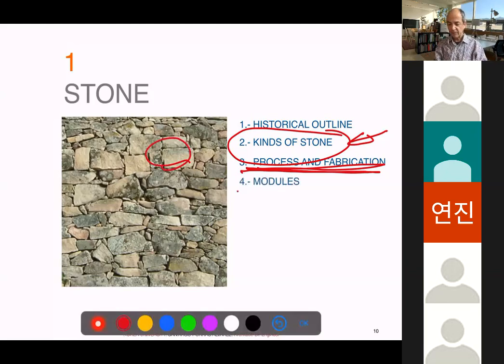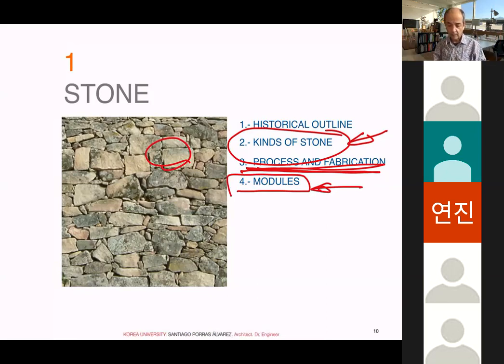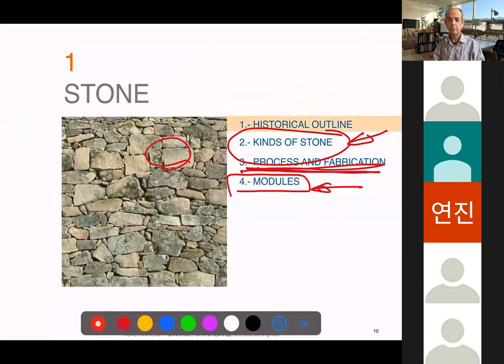We will see the modules, as we said. So the basic parts you can buy actually to use in your buildings to composite. So this is important because this will condition your decisions in terms of design. And we will start with the historical outline.